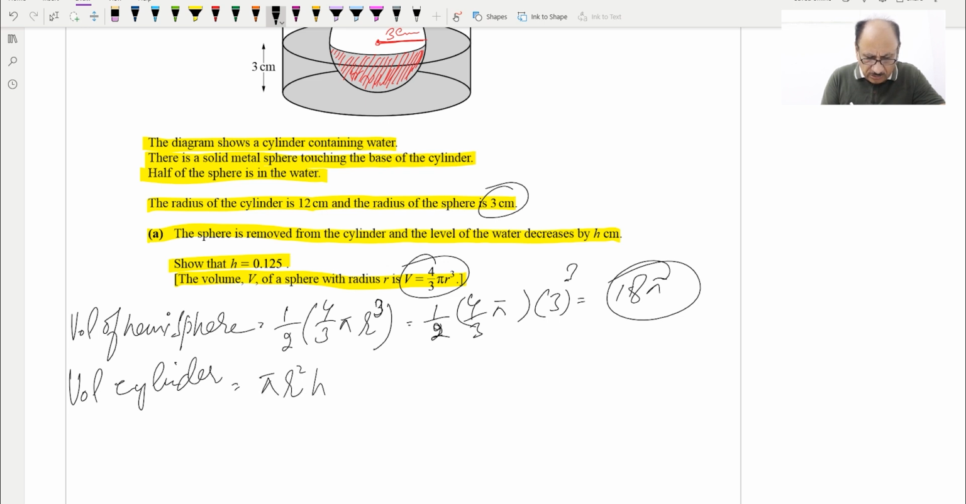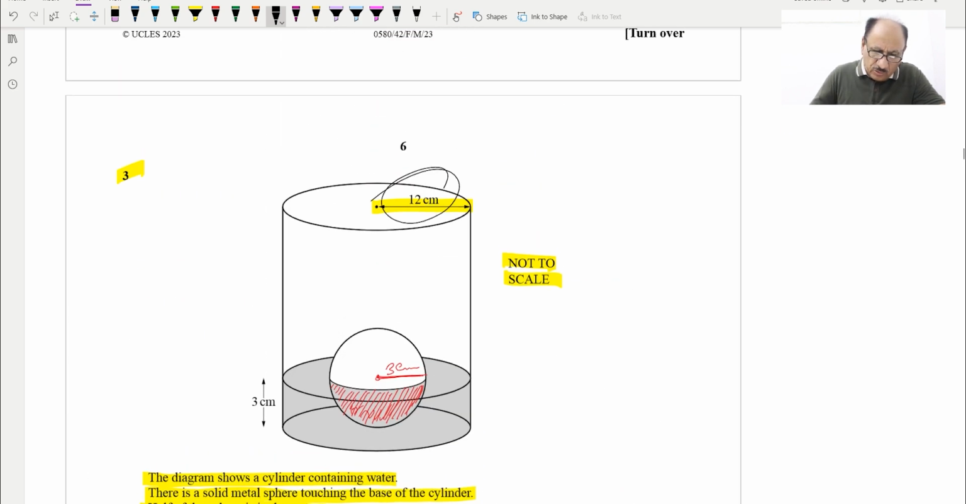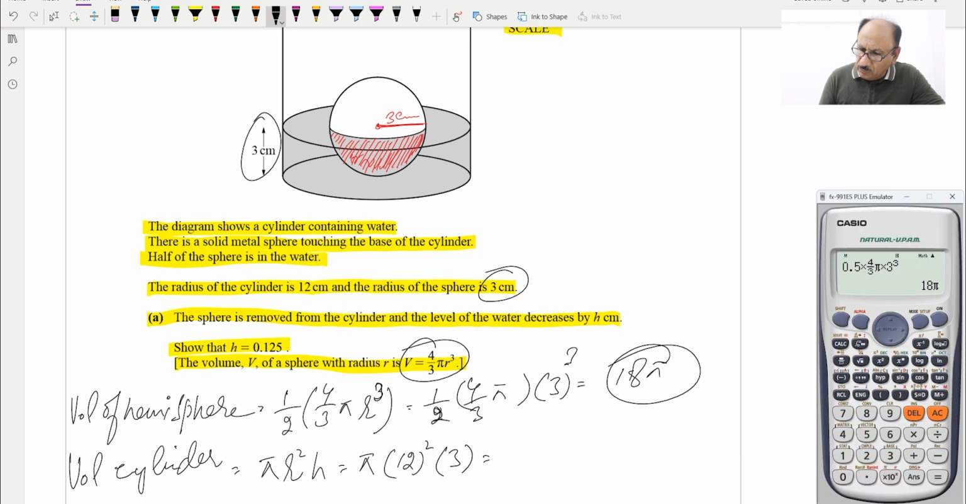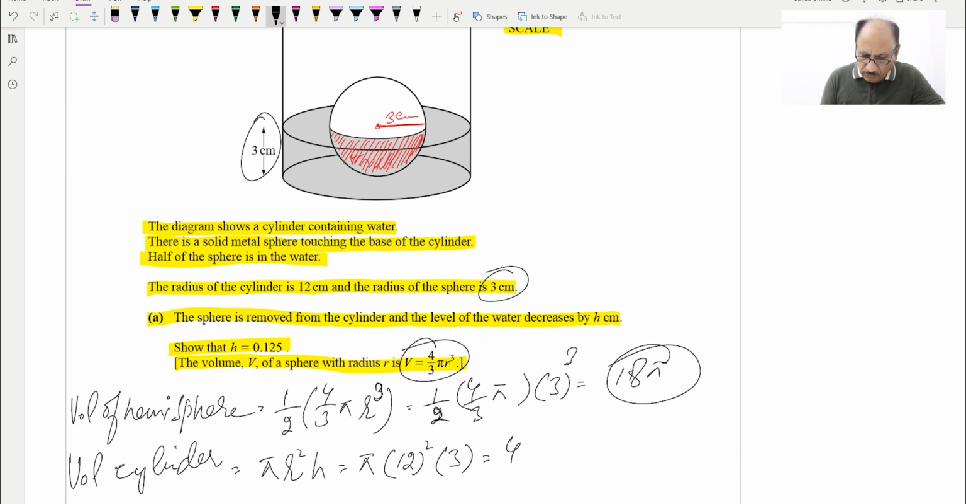Pi r square h is the volume of the cylinder. Pi as it is, and r is 12, which is provided over here, so this will be 12 square into h value, which is 3, also provided over here. 12 square into 3 will be 432, so we can write 432 pi. We calculated the volume of the hemisphere and the volume of the cylinder.